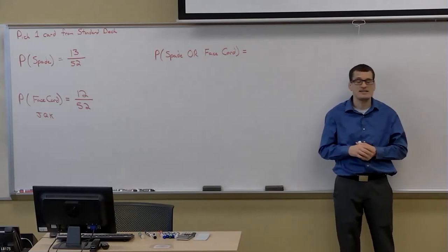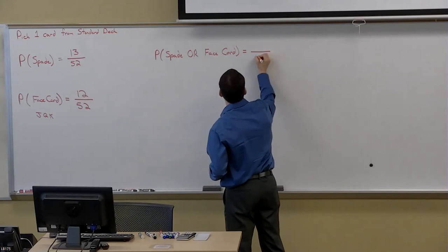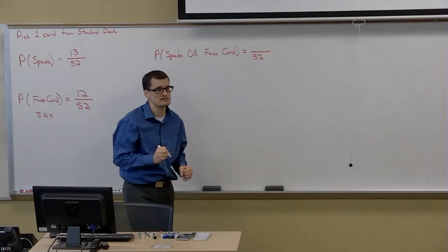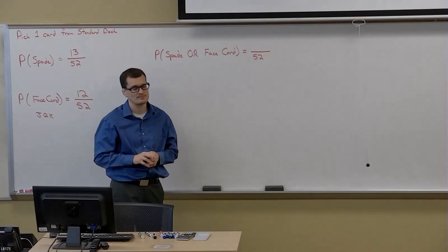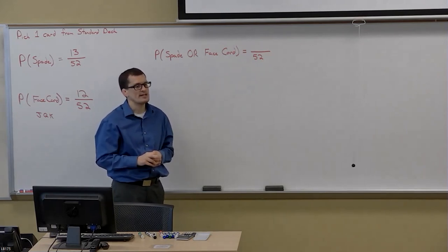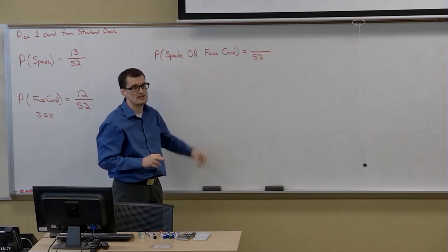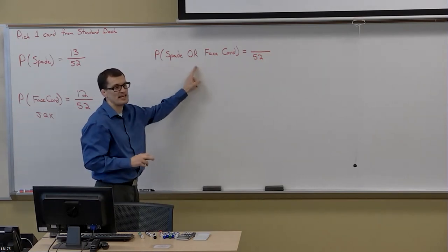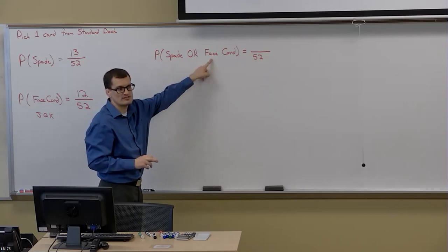So if you had to pick a single card from a standard deck, since you're picking out of the 52 cards, the 52 goes in the denominator. In the numerator, it's the total number of cards which are spade or face cards. So for instance, the 2 of spades is in that group, but also the jack of hearts is also in that group.